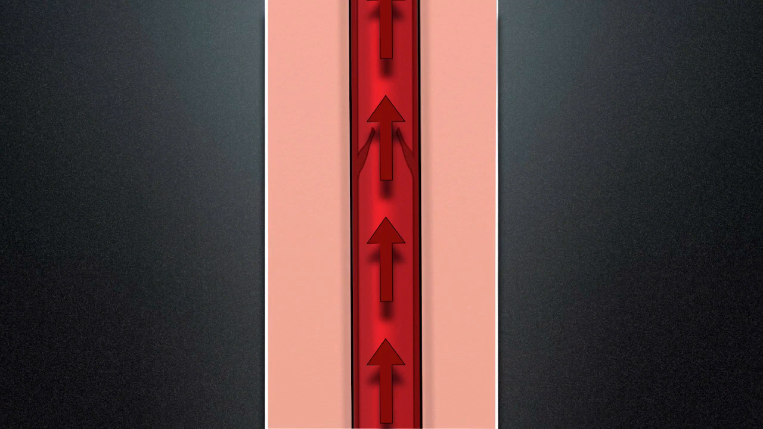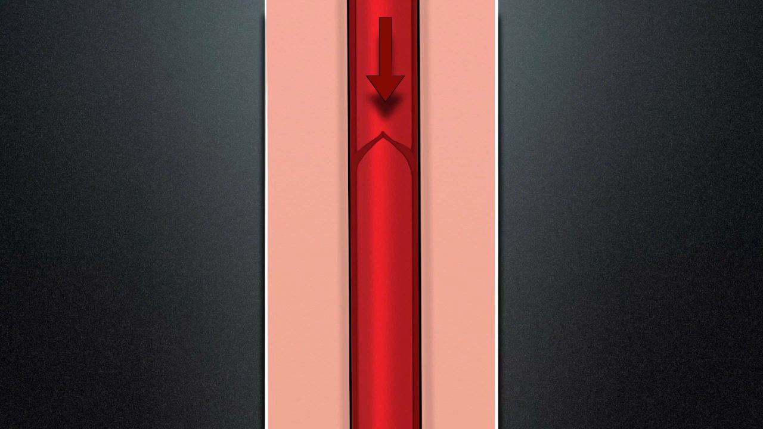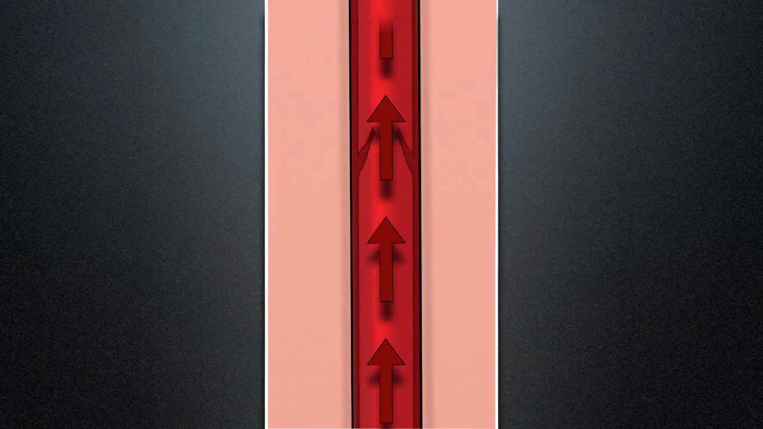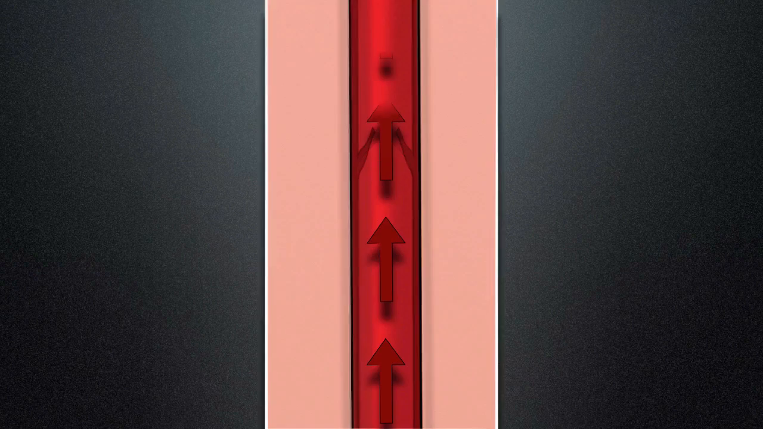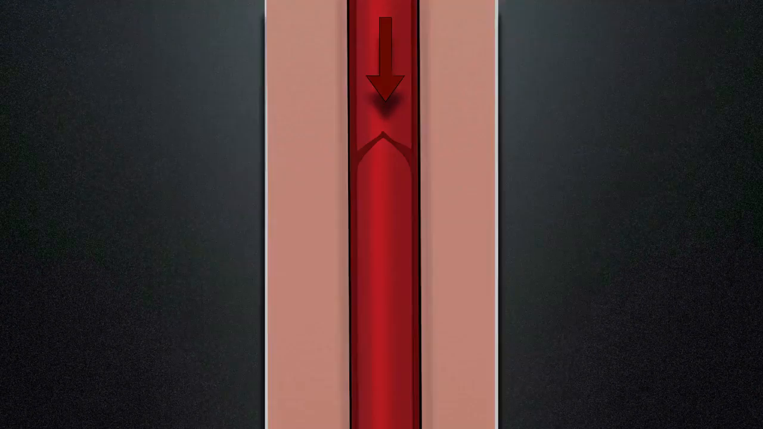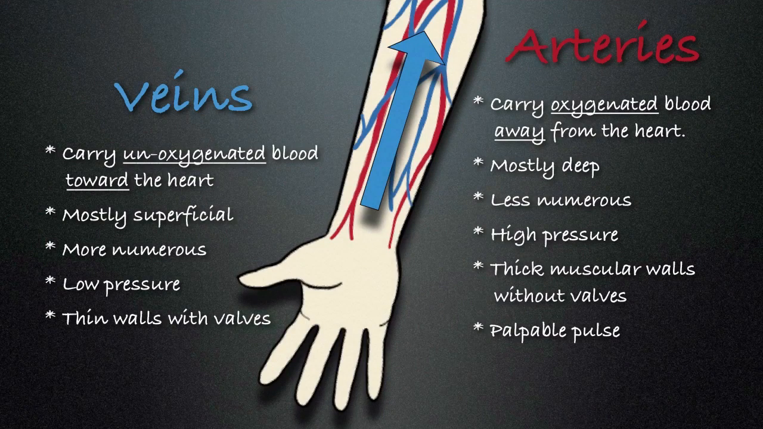The valves in veins are one-way valves that open as the heart pumps and pushes blood through them, and then close in between heartbeats to prevent the blood from flowing backward within the vein. Valves are important in the extremities, especially the legs, because of gravity. Blood would tend to pool and would have a hard time making it back up into the heart were it not for the function of valves. Finally, you cannot palpate a pulse from the flow of blood through a vein.